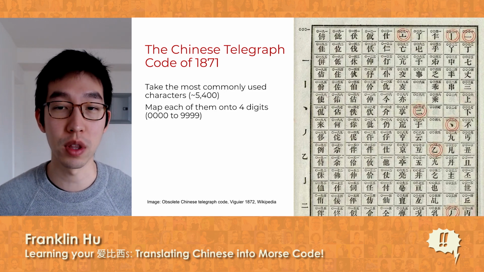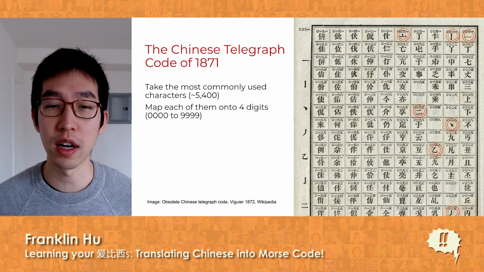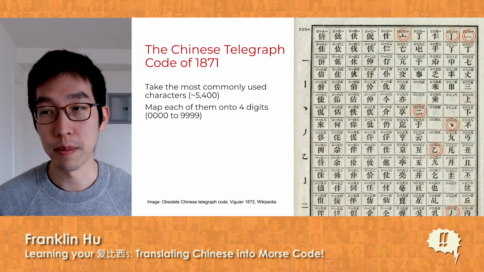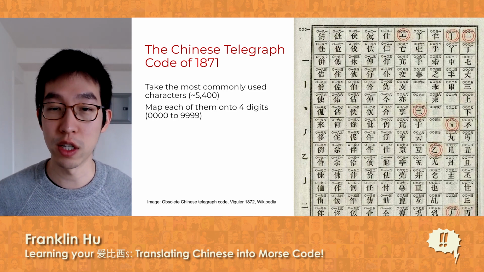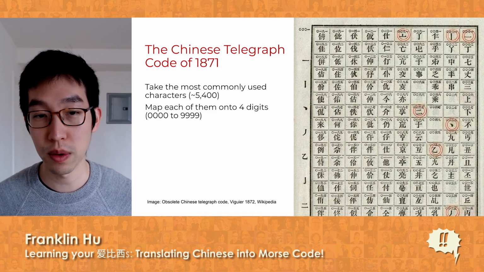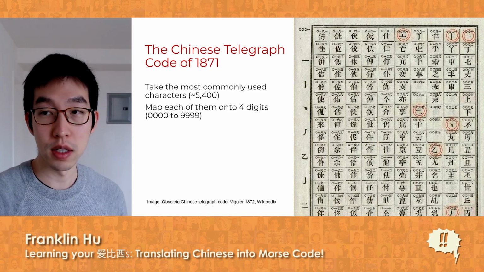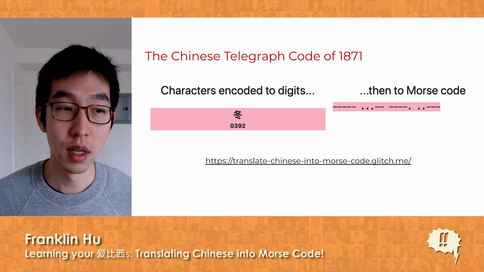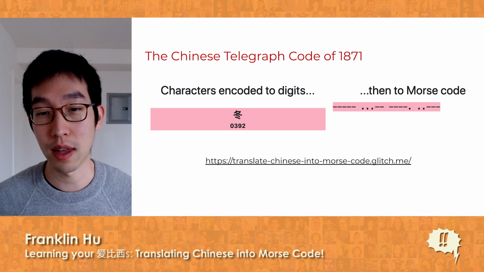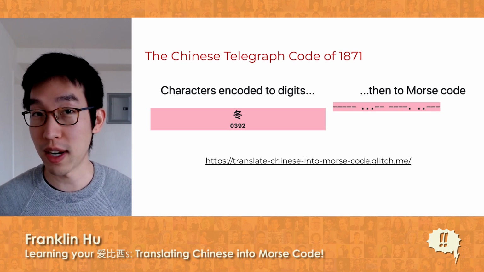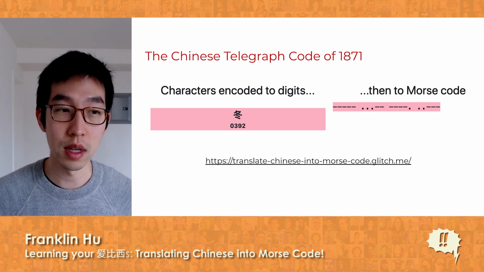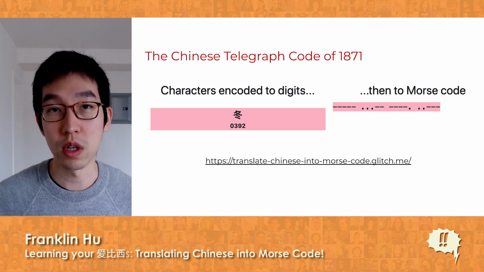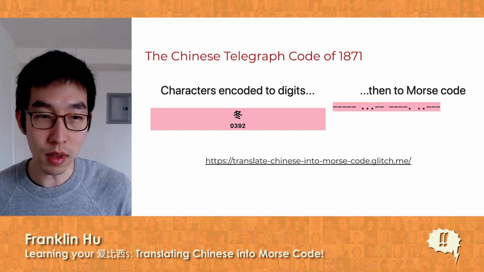And the general approach was that they took the most commonly used characters, starting with about 5,400 of them, although this grew up to about 6,800, and they mapped each of them to a 4-digit code, so 0000 through 9999. And if we look at a concrete example, if we take the character dong, which means winter, if you look that up in a code book, you'll see that it has the value of 0392, which then you can use the normal international Morse code representation to turn into dots and dashes.